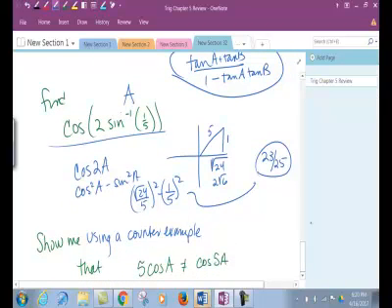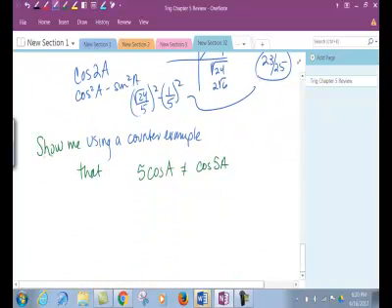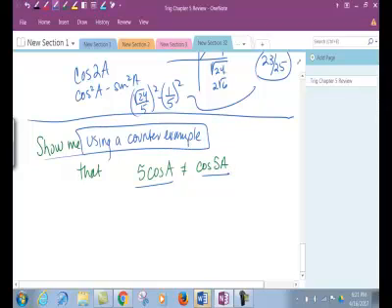There'll also be a question that is similar to a proof, and we've done a problem like this in class, where I'm giving you something that's not an identity. I'm telling you 5 times the cosine of A is not equal to the cosine of 5A. And I just want you to give me a counterexample. And all that means is give me an example that makes this statement false.